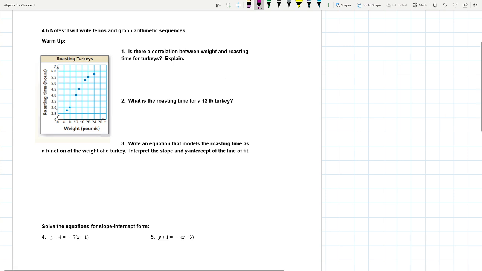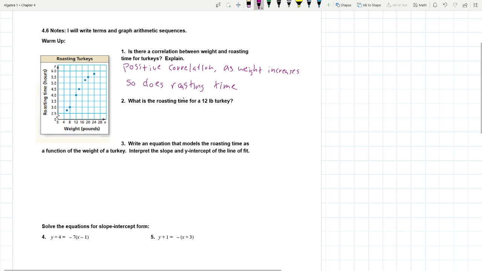In looking at this, I see as I'm going to the right, I'm going up, and so that indicates that this is a positive correlation. And my explanation for this is as weight increases, so does roasting time. There should be an A right there, roasting time.